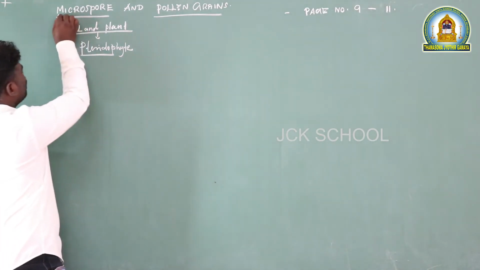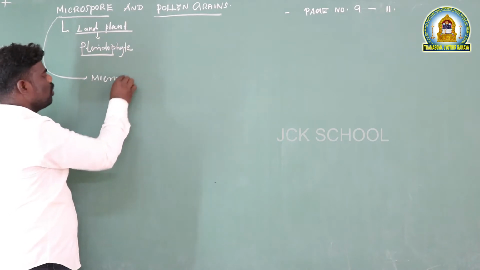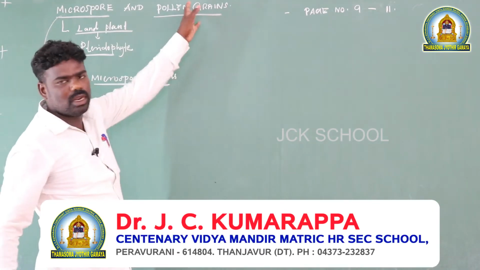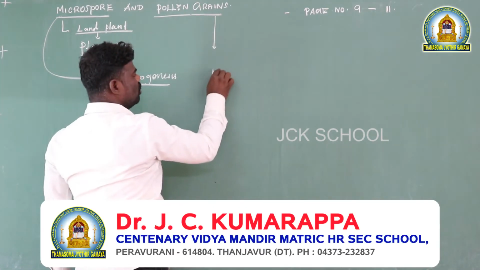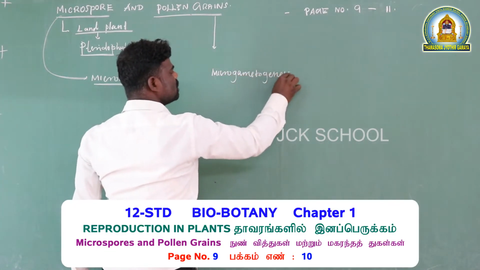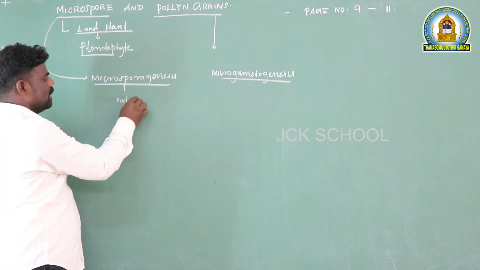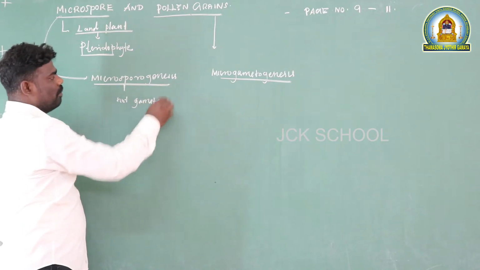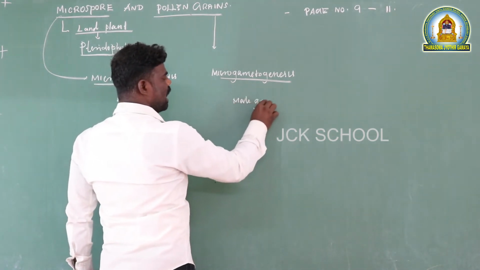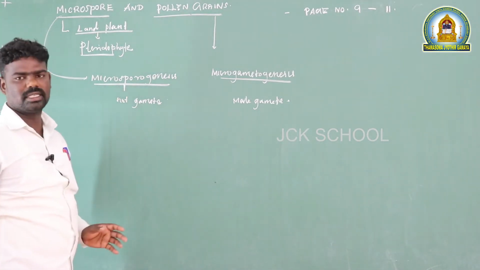The microspore is derived only from the microsporogenesis process. The pollen grains come from the microgametogenesis process. The microspore is not a gamete, but microgametogenesis is the male gamete producing process. So how is the microspore formed?